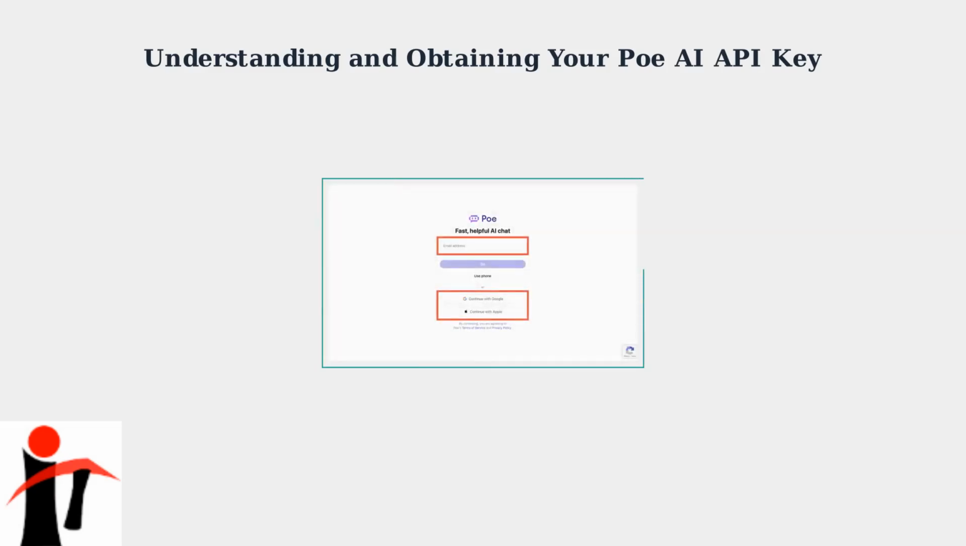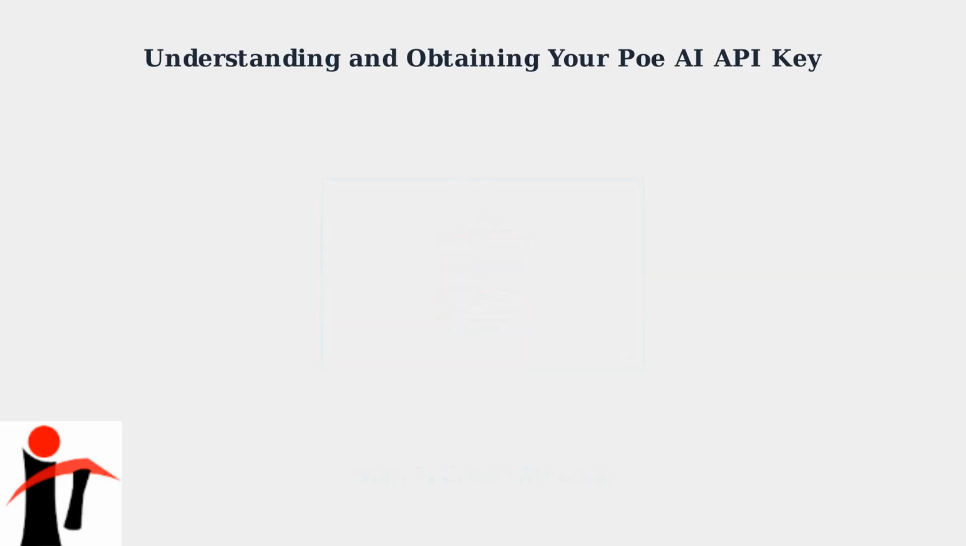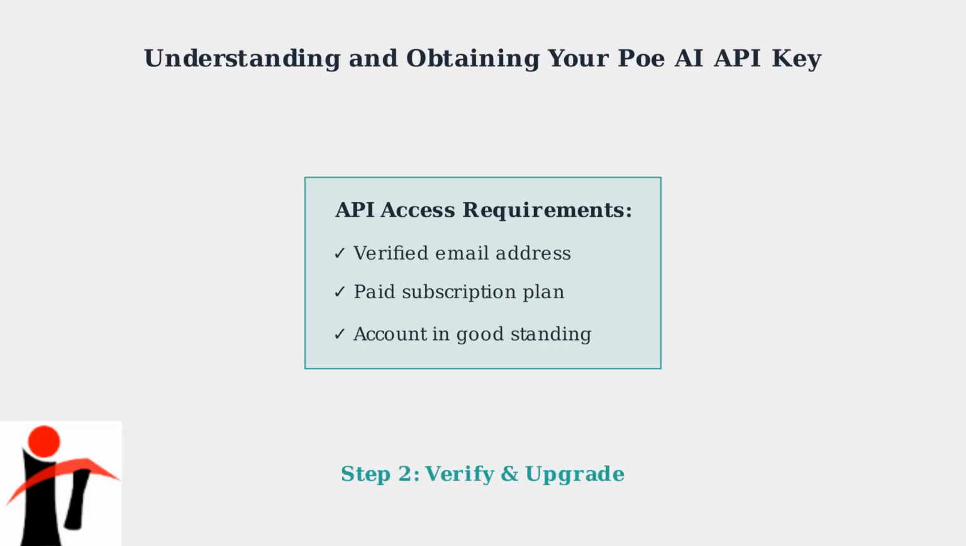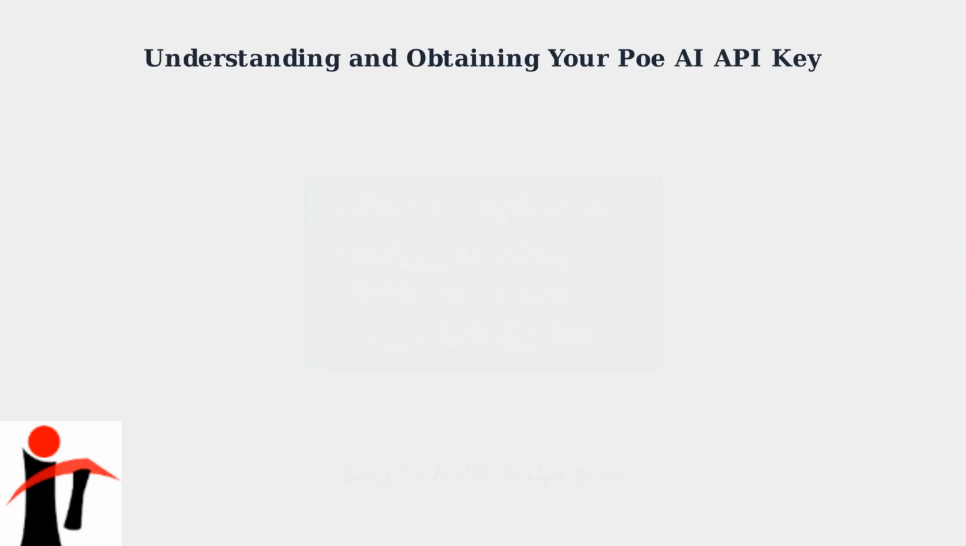To get started with Poe AI, you first need to create an account. Visit poe.com and sign up using your email address, Google account, or Apple account. After creating your account, you must verify your email address and upgrade to a paid subscription. API access is only available to paid subscribers, as it provides access to premium AI models and higher usage limits.